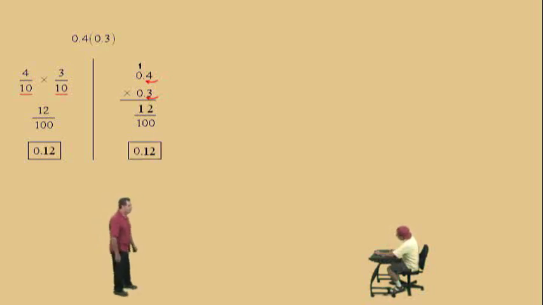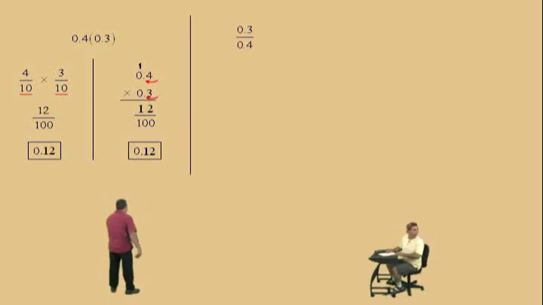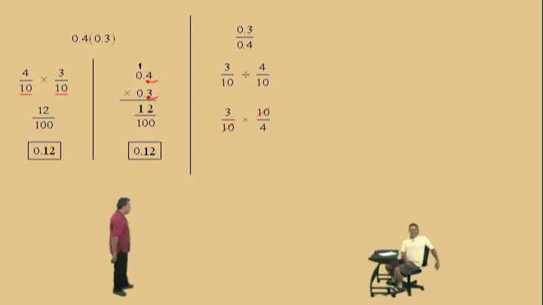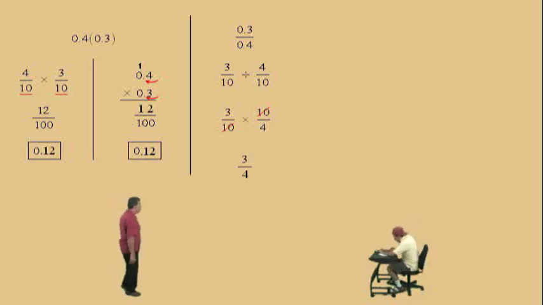There you go. Now, let's do a quotient. Don't get scared. 3/10 divided by 4/10. Let's go to the fractions first. 3/10 divided by 4/10. Charlie, what do you do when you divide with a fraction? Multiply by the reciprocal. That's right. Now, notice here, tens cancel out. Our answer is 3/4. Therefore, 3/10 divided by 4/10 is the same as 3/4.